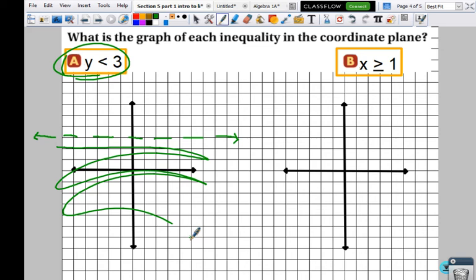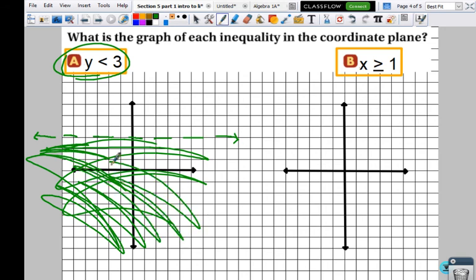So I just did a quick shade. It doesn't have to be anything intense. If you really wanted to, you could spend 10 minutes shading it in, if you're one of those weird people who have to have everything super complete. Like Richie. It doesn't matter though. You can just do a quick little shade.